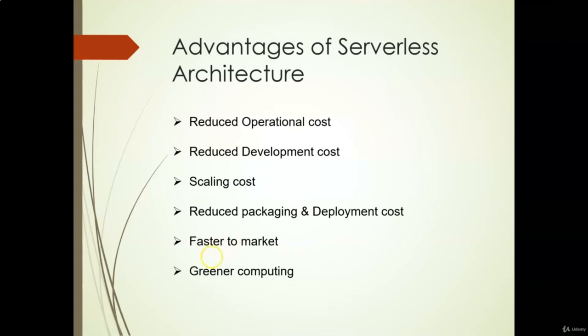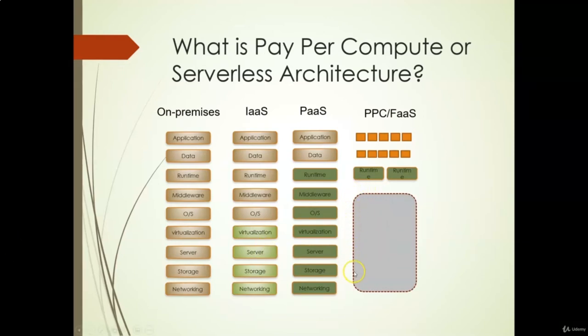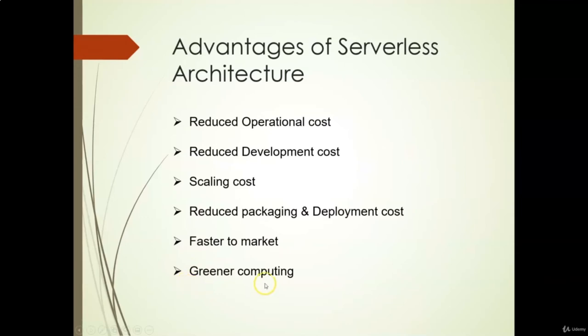And the last thing is greener computing. When I say greener computing, as you have seen in my previous diagram, the infrastructure drawn there is completely abstracted from you. How AWS or Google or Microsoft or Oracle, who all have serverless implementations, might be managing it is that wherever the servers are underutilized, they try to carve out some compute from there and start running on it. So you don't have a standing infrastructure at any point of time. That's what I mean by greener computing.